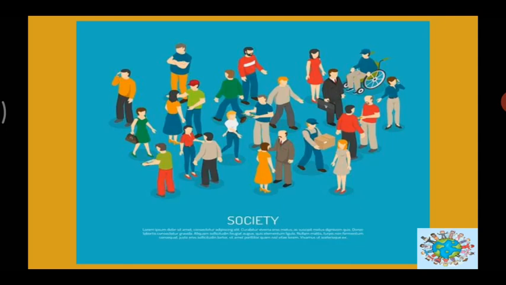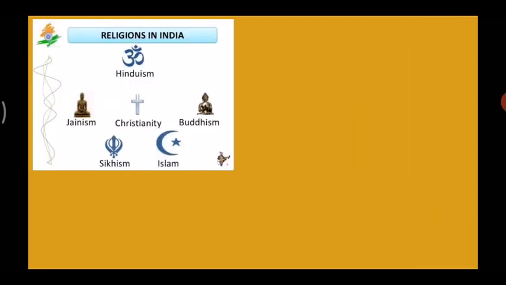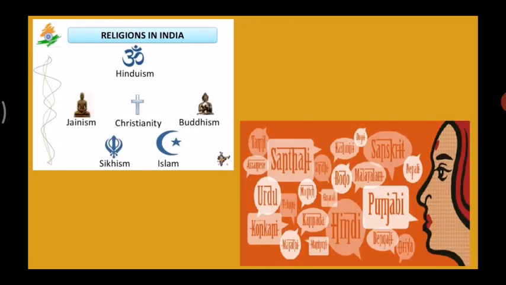Okay, students, we all live here in a society. When we live in a society, we see different and various things. For example, people belonging to various religions, languages, and cultures. In the same way, we know that India is a multilingual country. Multilingual means here in India we have a lot of languages being spoken.